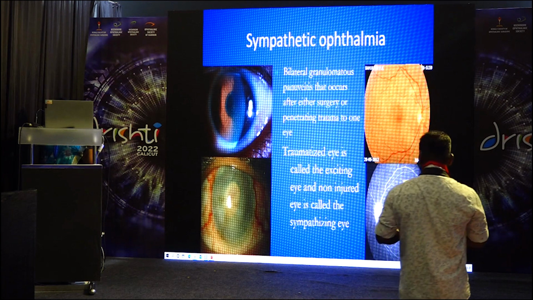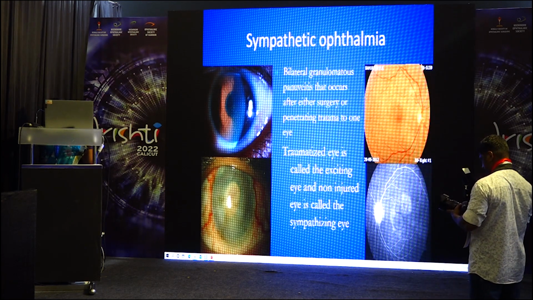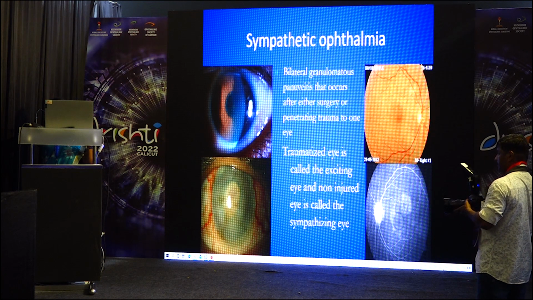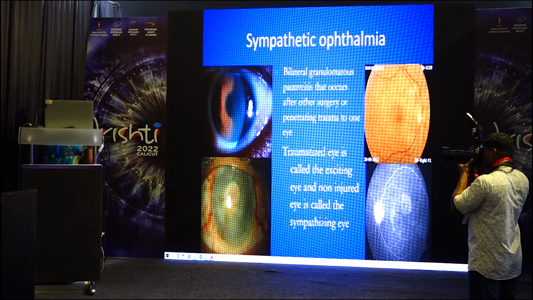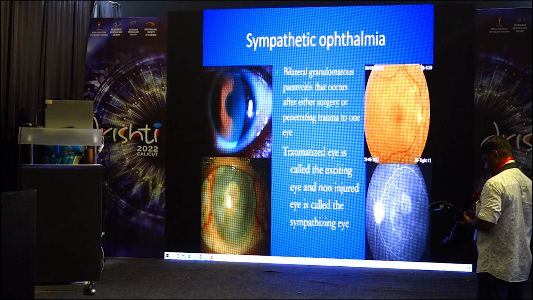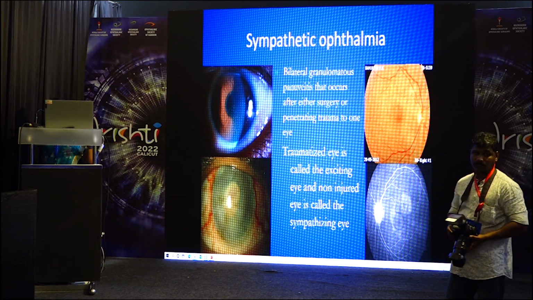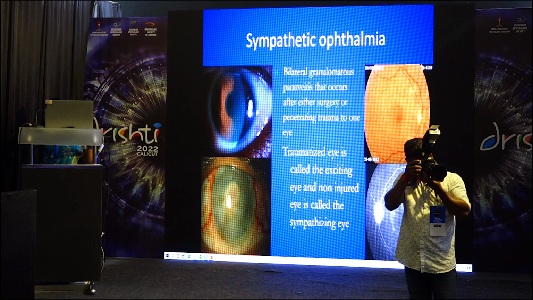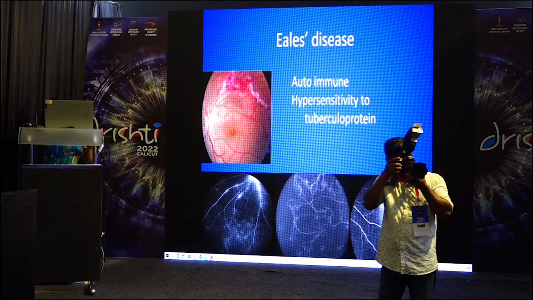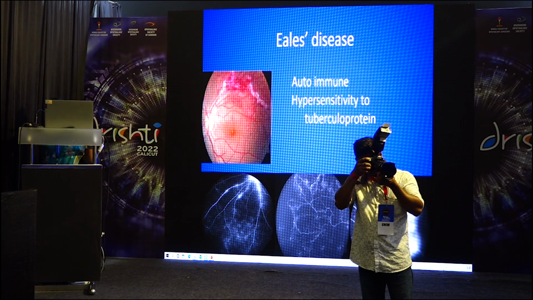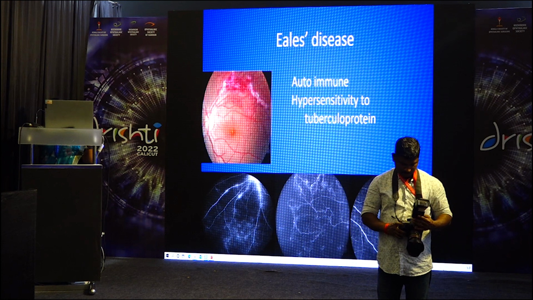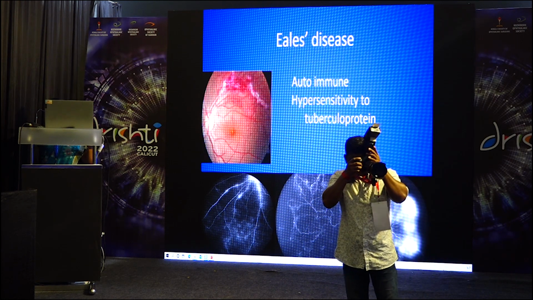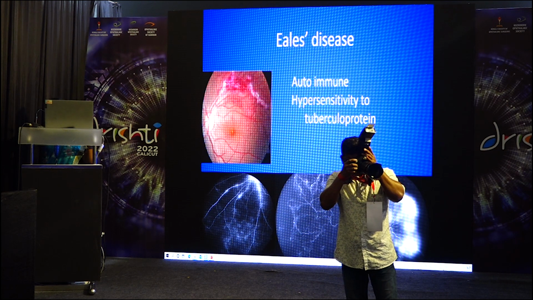Examination of the other eye is also very important, as in this case of sympathetic ophthalmia. The presenting eye had a bilateral granulomatous pan-uveitis, but the other eye shows evidence of old trauma. So the traumatized eye is called the exciting eye and the non-injured eye is called the sympathizing eye. Next comes vasculitis. The common type of vasculitis is Eales disease, involving veins mainly, known as periphlebitis.